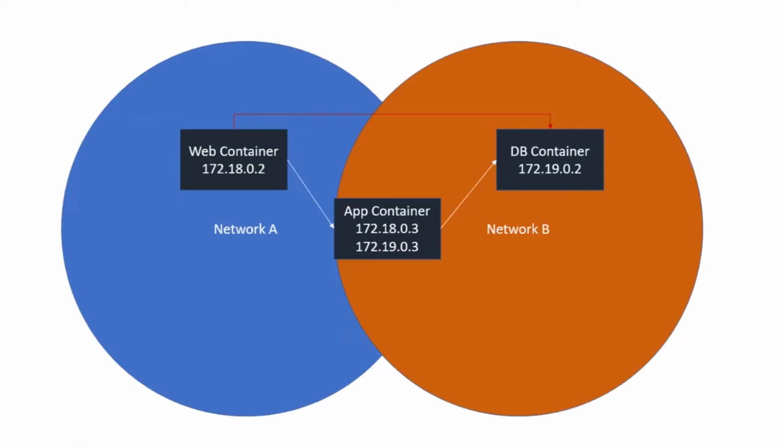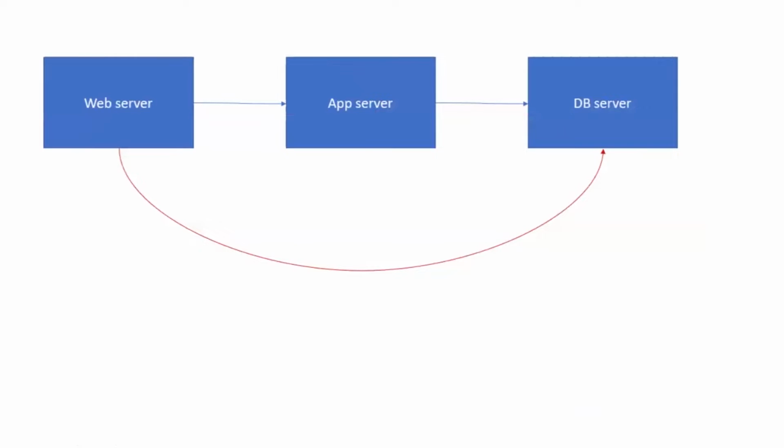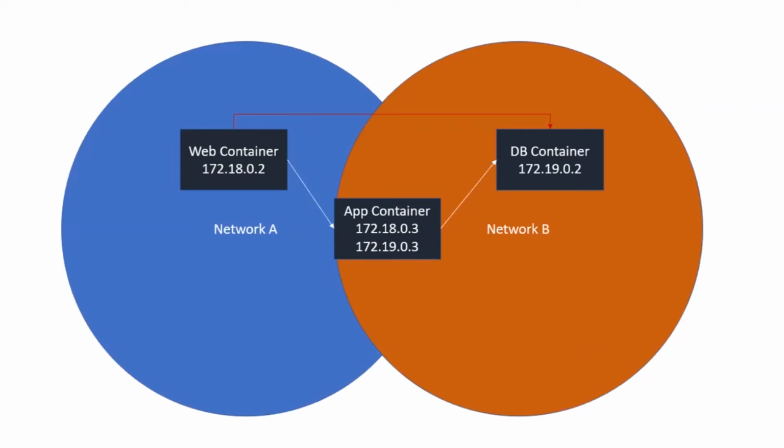So the app container will have two IPs, and the web container and DB container will have only one IP, so that web will be able to communicate to app, and app will be able to communicate to DB. But if I try to connect from my web to DB, the connection will not be allowed. Vice versa, DB will not be able to connect to the web. So we will repeat the three-tier architecture in this method.